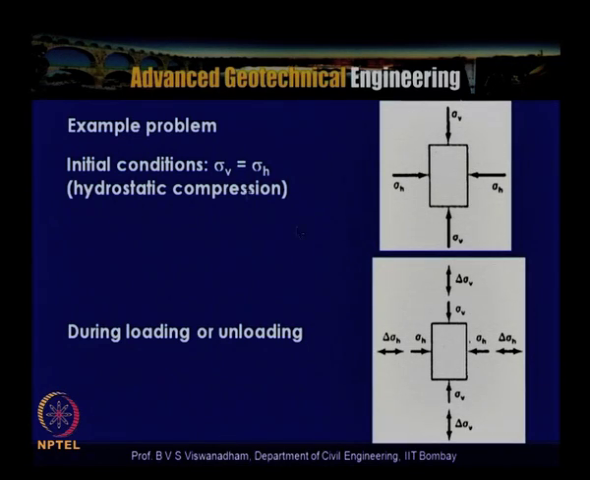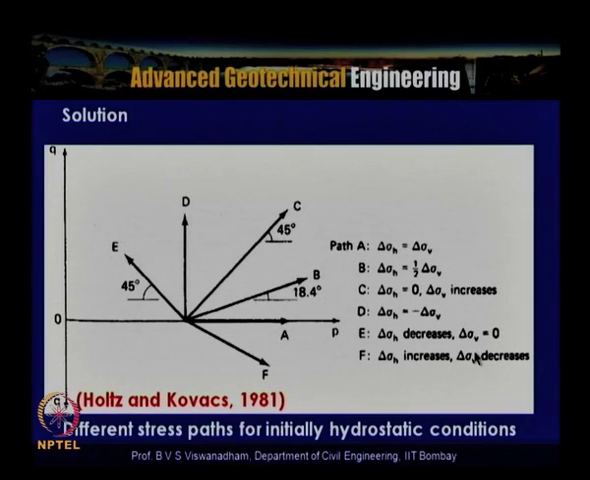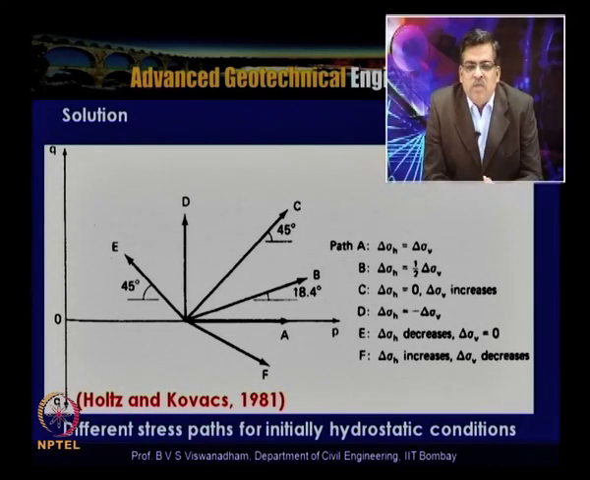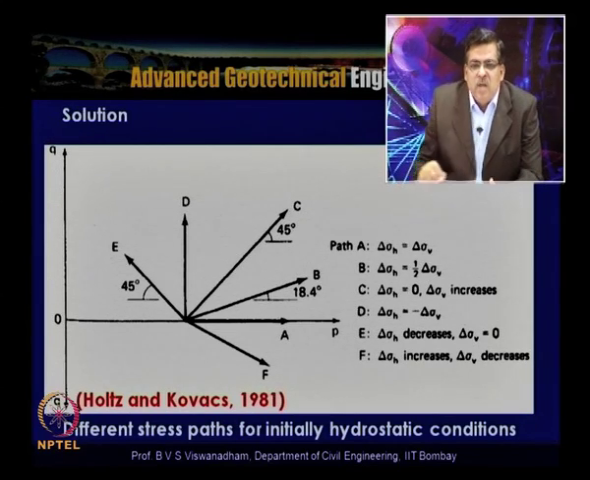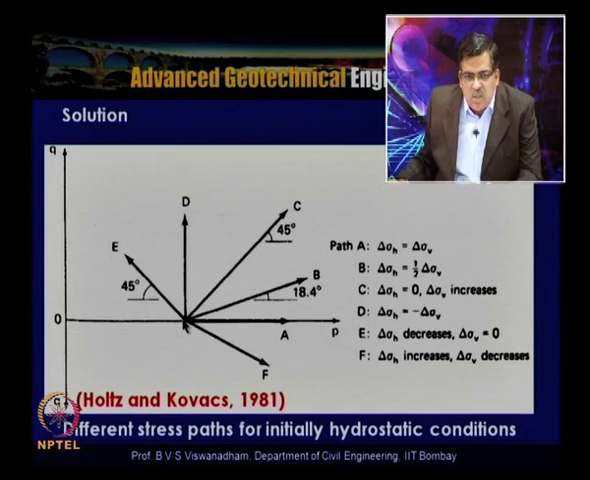That means during loading and unloading the sample will be experiencing an increase in delta sigma 1, a decrease in delta sigma 1, or when this is maintained constant, an increase or decrease in delta sigma H. So these are the stress paths for the initially hydrostatic condition. Initially hydrostatic condition means the path starts along the p axis, where S is equal to sigma 1 plus sigma 3 by 2, and T is equal to sigma 1 minus sigma 3 by 2.